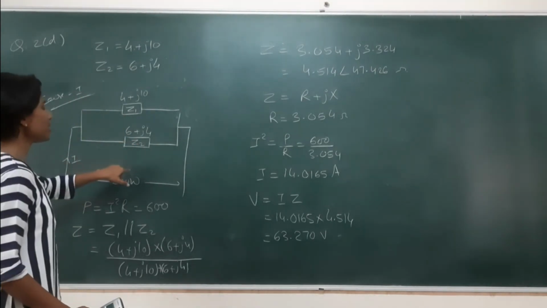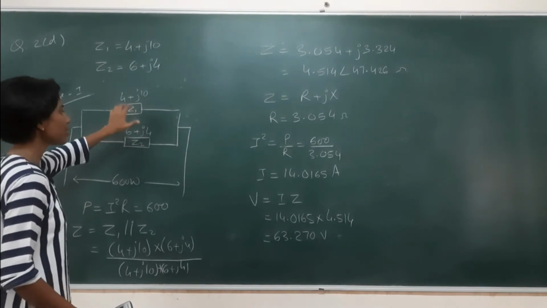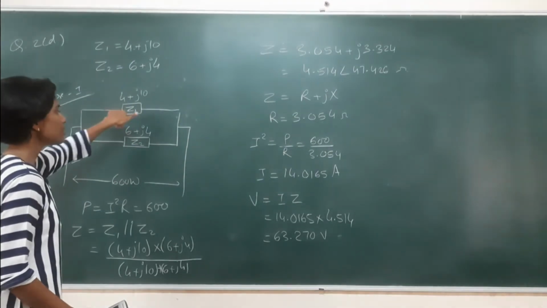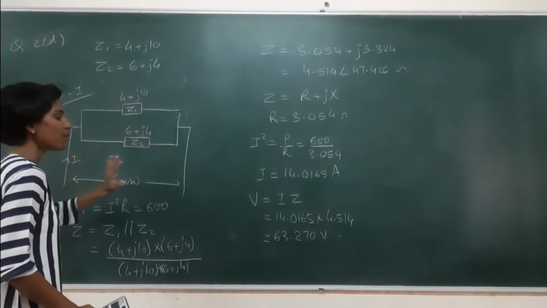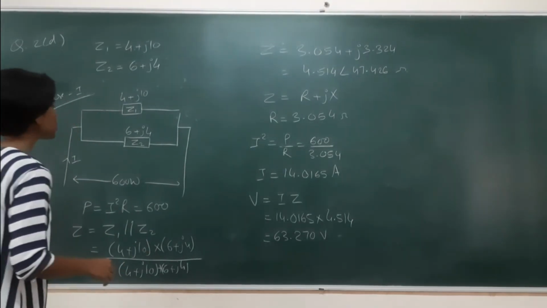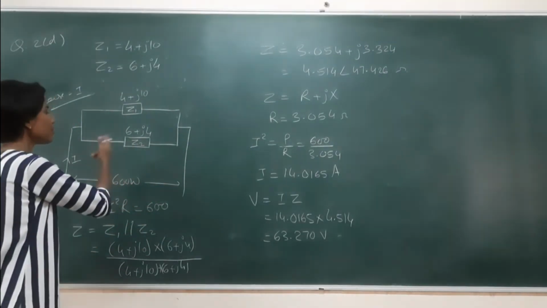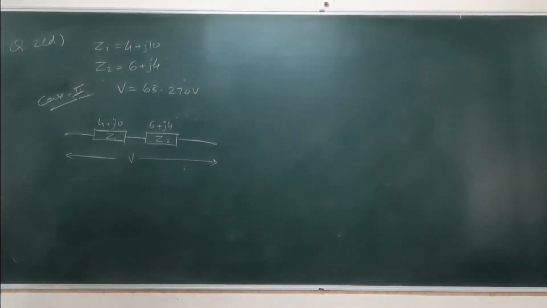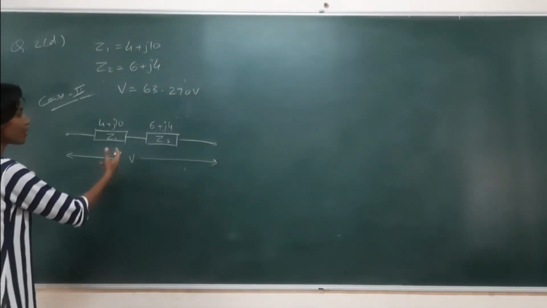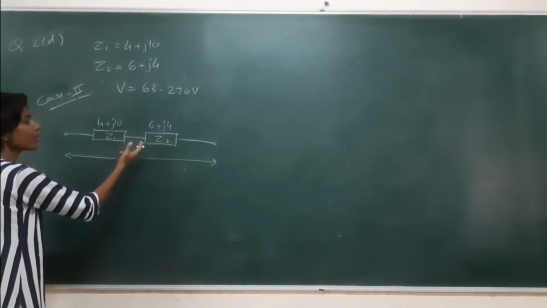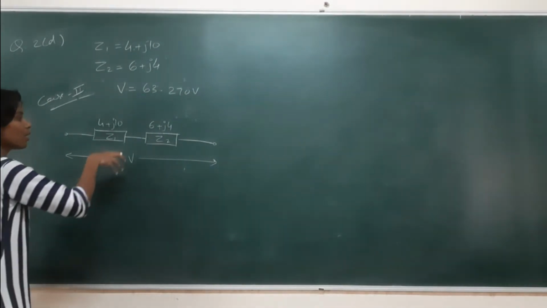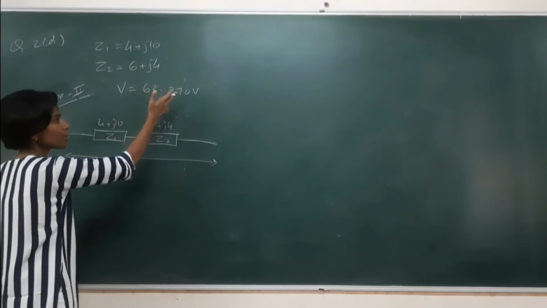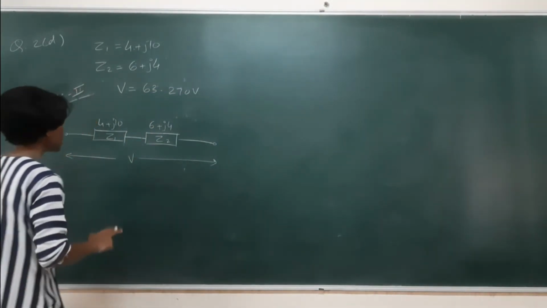Now the supply is the same and the system has been converted into a series connection. In the series connection we have to check what the power dissipation is. That is our question. So let's move to the second case, where we have the series connection. This is the second case, where the same impedances are now connected in series. What is the voltage across this? That is 63.270 volts, as we just saw.